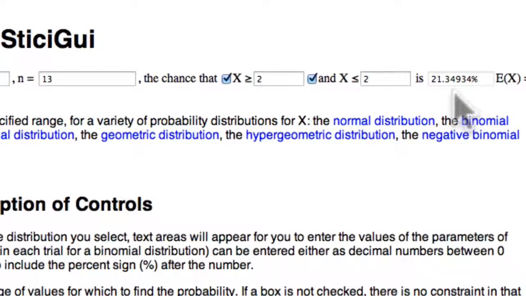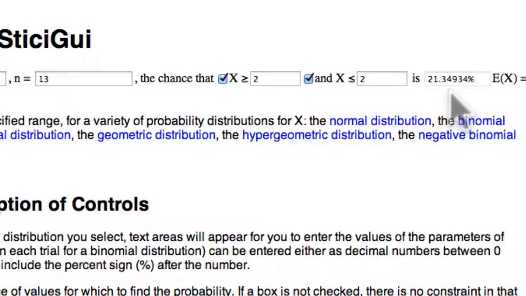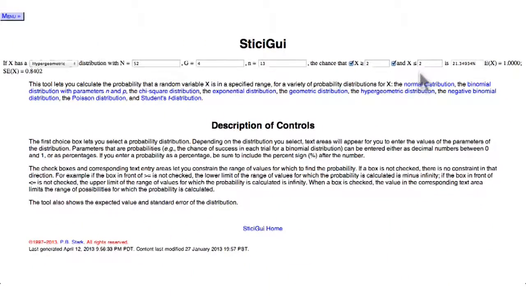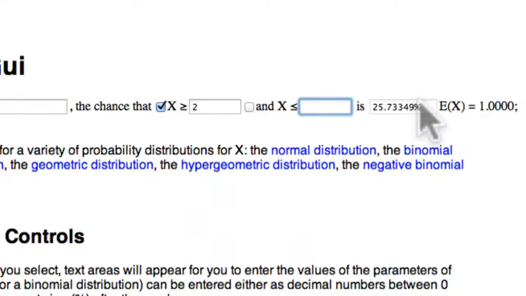So that's rather a nice way to get at hypergeometric probabilities without really having to break a sweat, once you have identified all of the parameters and your range of values that you're looking for. And the nice thing about this is that had I asked what is the chance that x is greater than or equal to 2, then there's my answer.